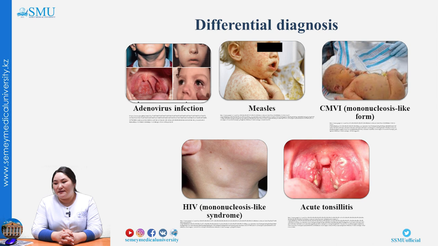Other diseases like HIV infection and cytomegalovirus infection, with their mononucleosis-like form, will also be diagnosed, and we need to do differential diagnosis too. We also need to do differential diagnosis with simple acute tonsillitis caused by bacteria, like streptococcal tonsillitis or staphylococcal tonsillitis, for example, but there only intoxication and angina will be common signs, and no hepatosplenomegaly.